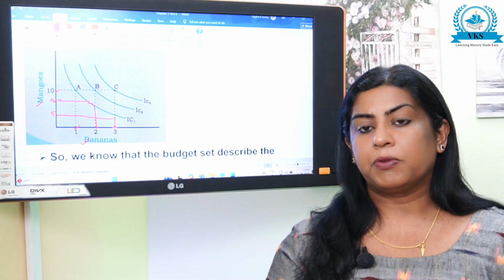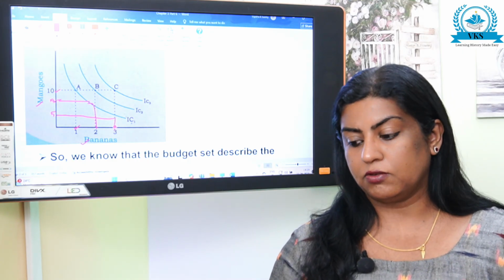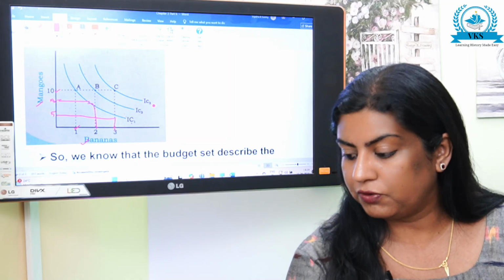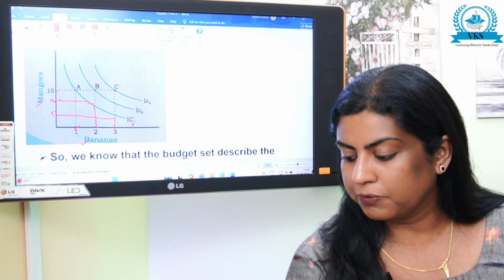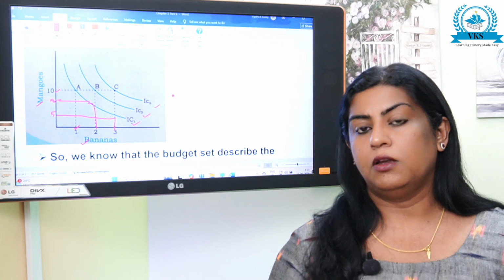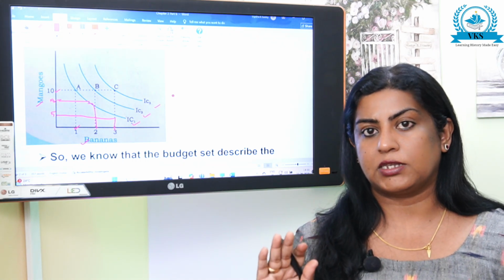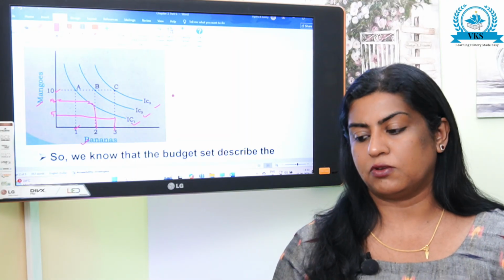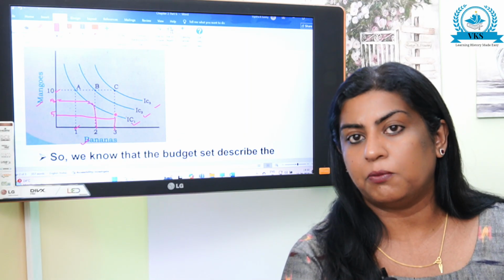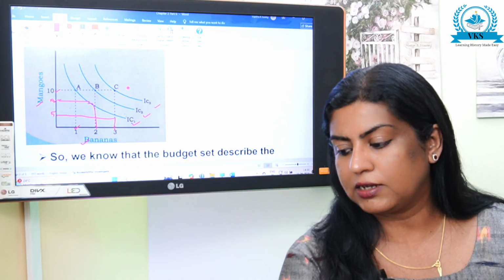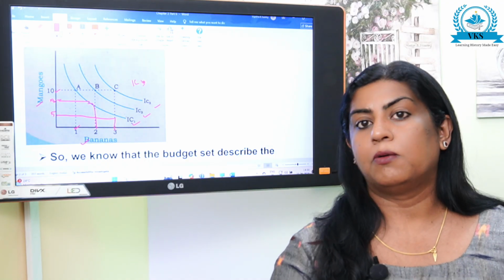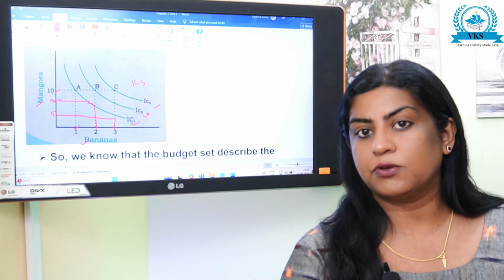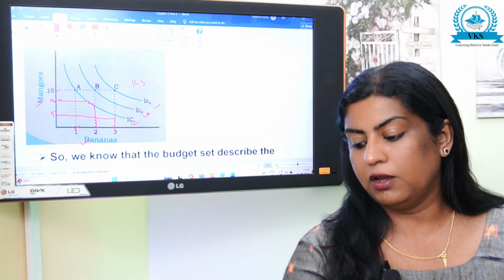So like that, different choices are there. So that is called as indifference curve. So we have different levels of indifference curve, IC1, IC2, IC3. According to the concept, the higher the indifference curve, the more satisfaction a consumer will have. Here, if you see which curve will have more satisfaction, the higher one, that is IC3, will have more satisfaction compared to IC2. IC2 will have more satisfaction compared to IC1.